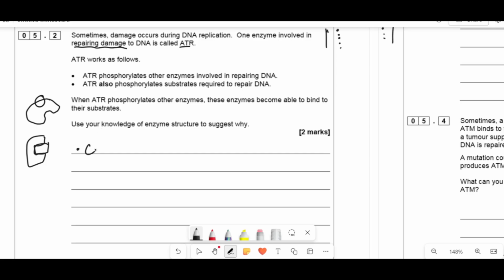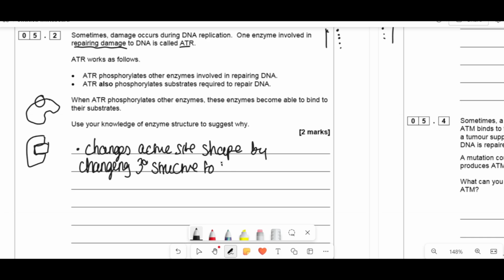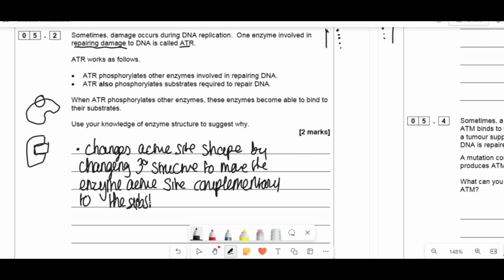So what it does is it changes the active site shape by changing the tertiary structure, because that's what determines it. You can't just say 3D. Loads of people just love saying 3D. It doesn't mean anything. It's changing the tertiary structure to make the enzyme active site complementary to the substrate. It's told you that this phosphorylation is making it better at doing the job, so it's becoming more complementary. That is it.